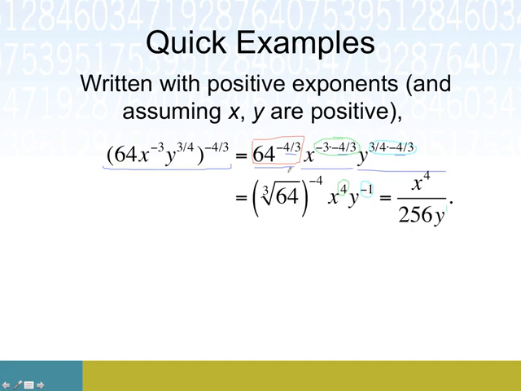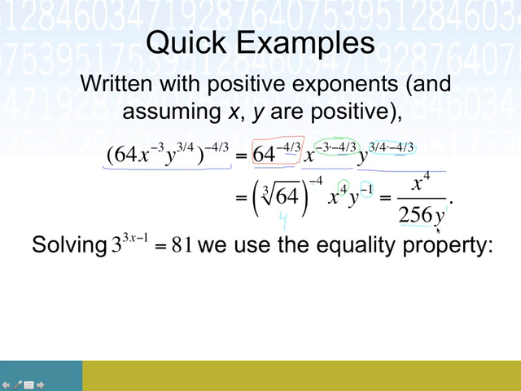And then this is a numerical computation, but we can do this without too much trouble. Cube root of 64 says, what do I have to multiply by itself 3 times to get 64? Well, 4 does the trick. And then 4 to the negative 4th power, 4 times 4 times 4 times 4. 16 times 16 is 256. And it's in the denominator because that exponent is negative.